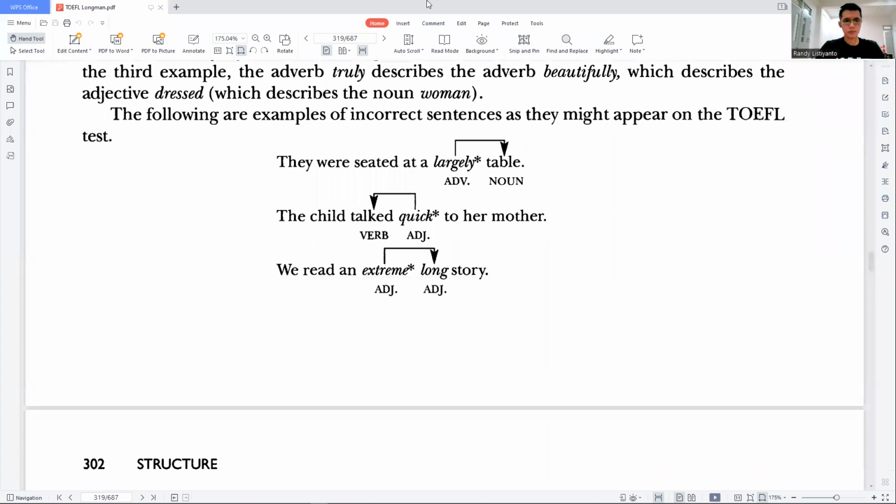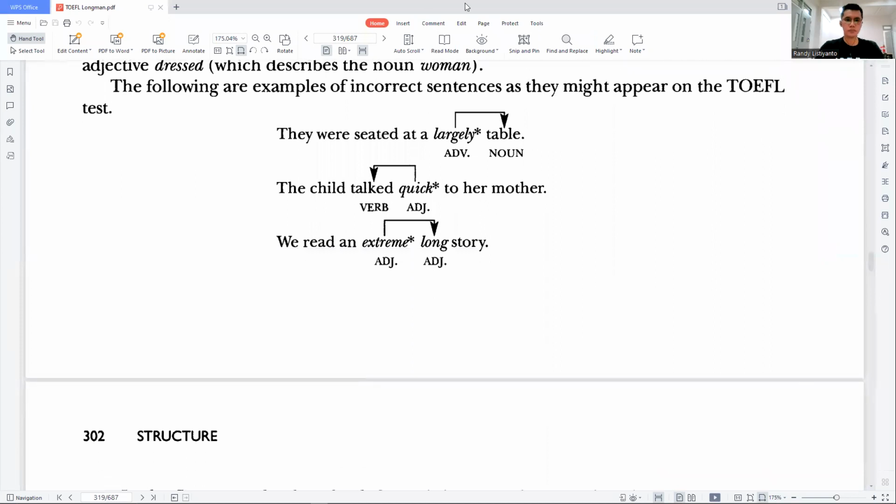So this example. We have three sentences here. Sentence number one: They were seated at a large, nice table. Here it explains this. We all know that adverbs cannot explain nouns. It has to be not an adverb but an adjective. So here it is incorrect.